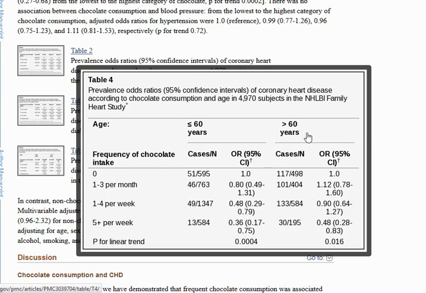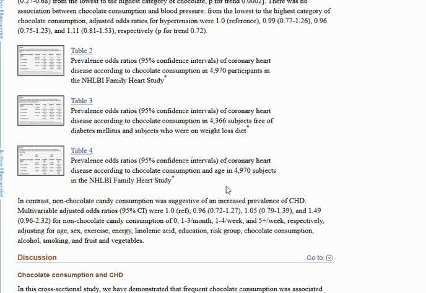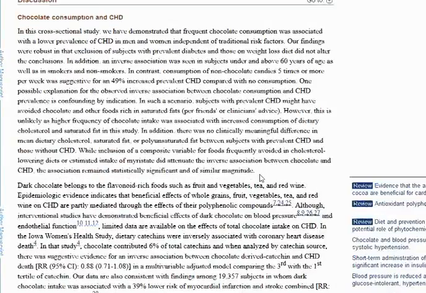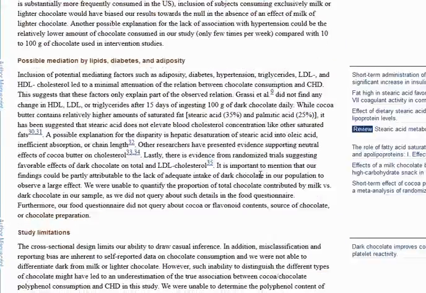So I hope you've enjoyed this odds ratio interpretation, and enjoy your chocolate until I see you next time. I'll carry out another interpretation, and we probably will go through the cohort study.